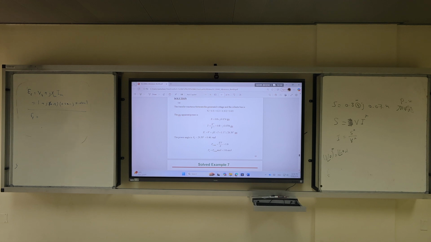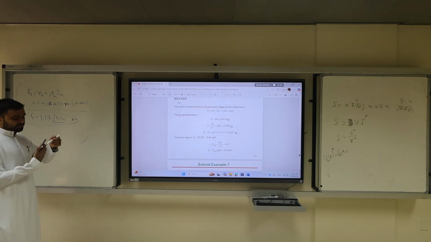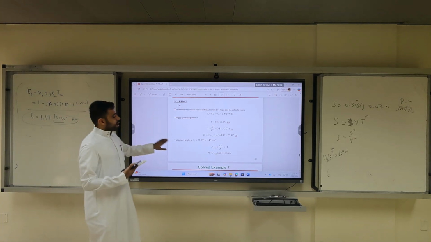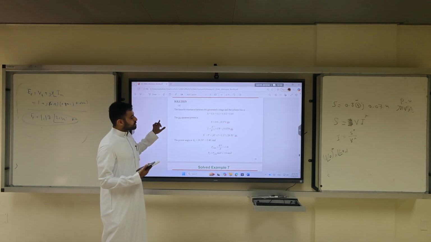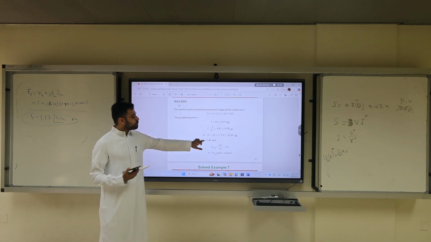2 is 8. This is 8. So is this positive delta or negative delta? Positive. So it's 117 per unit, angle 26.4 per unit. So this is your EF. And the power angle is 26, which is 0.46 radians.